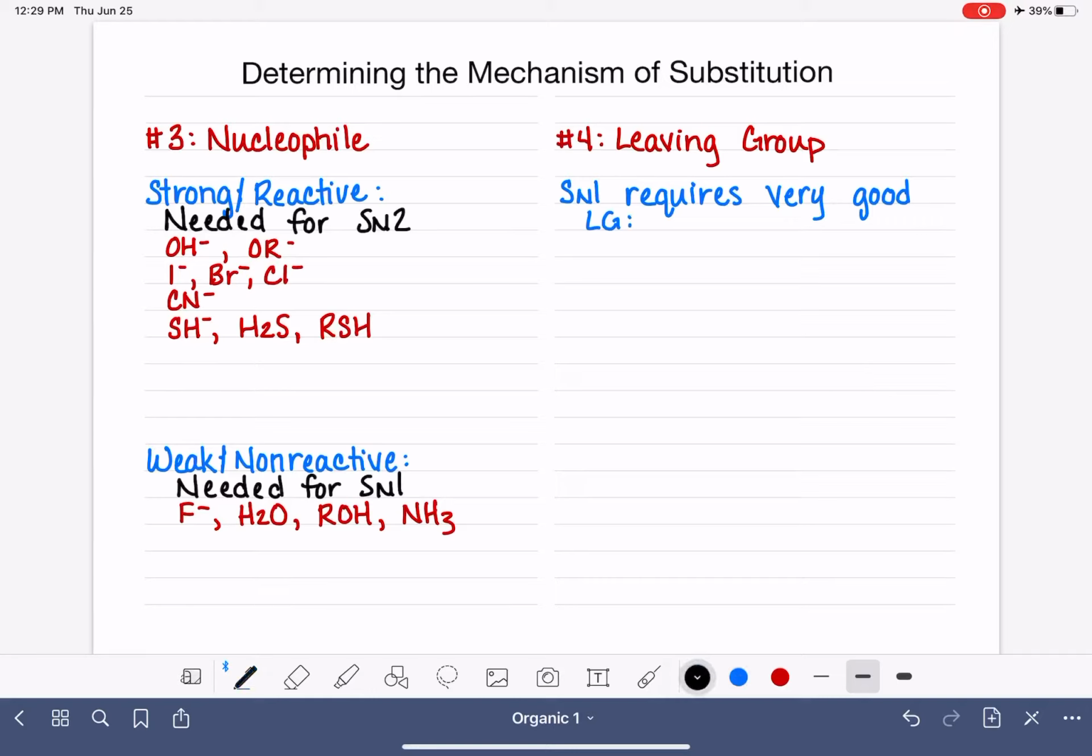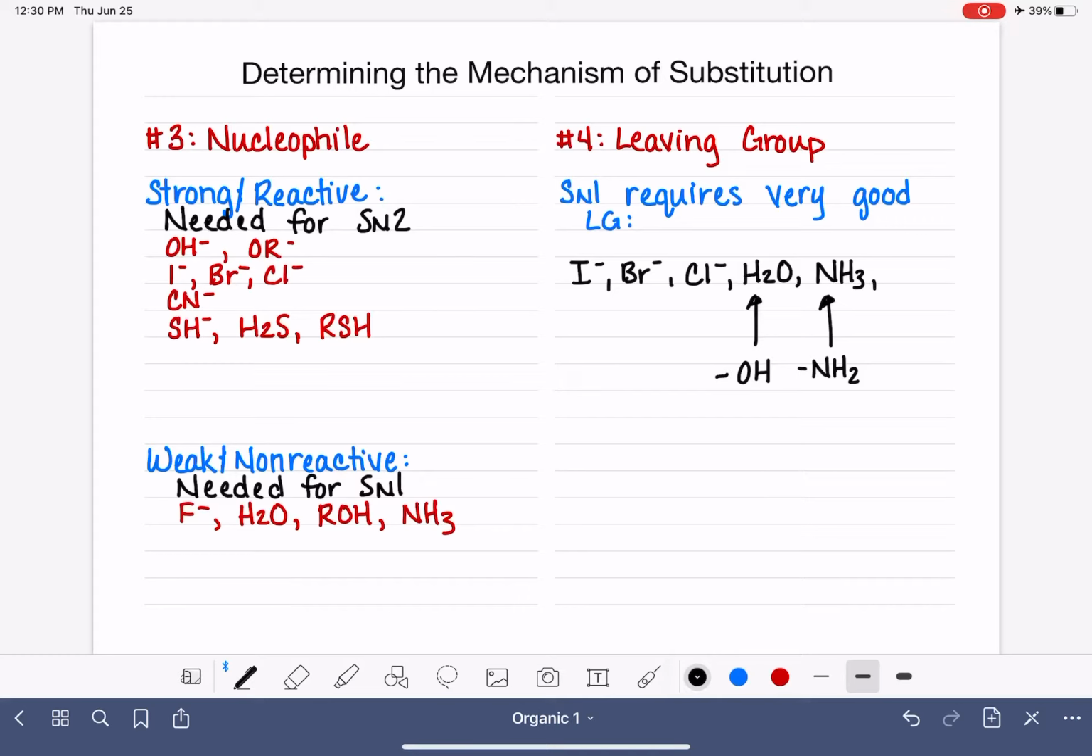Very good leaving groups, some examples are halogens: iodide, bromide, and chloride. Those are the ones that we definitely see the most often. The water molecule, which we learned comes from or can come from the hydroxide, the OH group being converted to a water molecule. The NH3, which also, like water, comes from the NH2 group being converted into an NH3 group. So we've looked at examples of that, both of those cases.